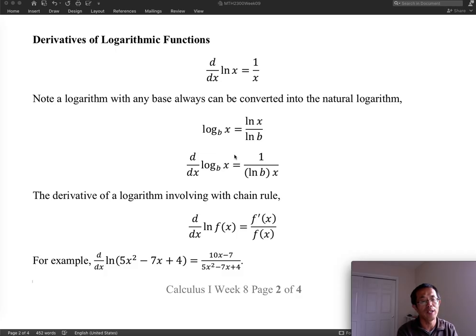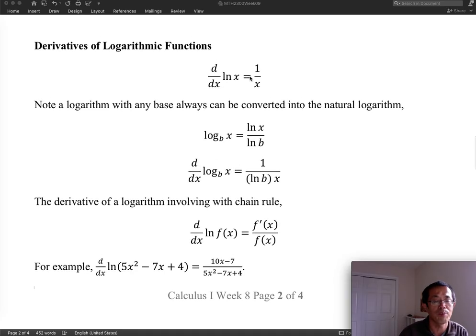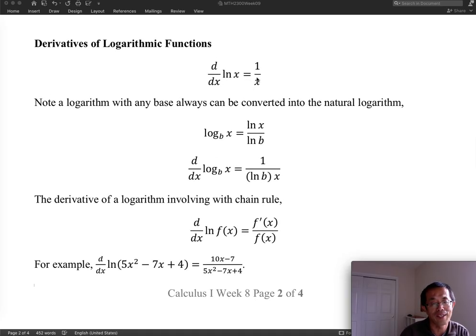It is ln of x, the natural logarithm. Accordingly, the derivative, somewhat surprisingly, is just 1 over x. It has nothing to do with exponentials or logarithms anymore. The derivative of ln x is 1 over x.